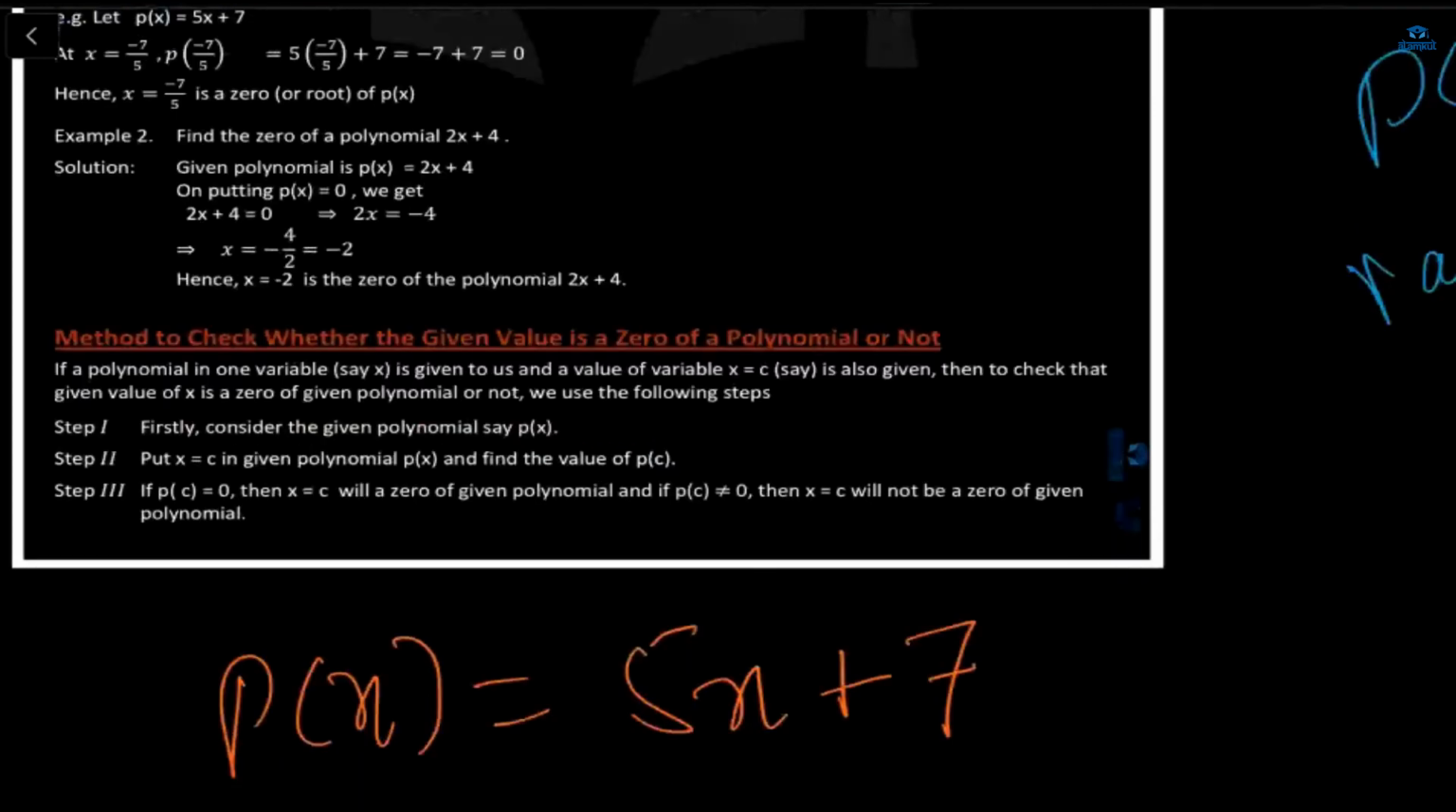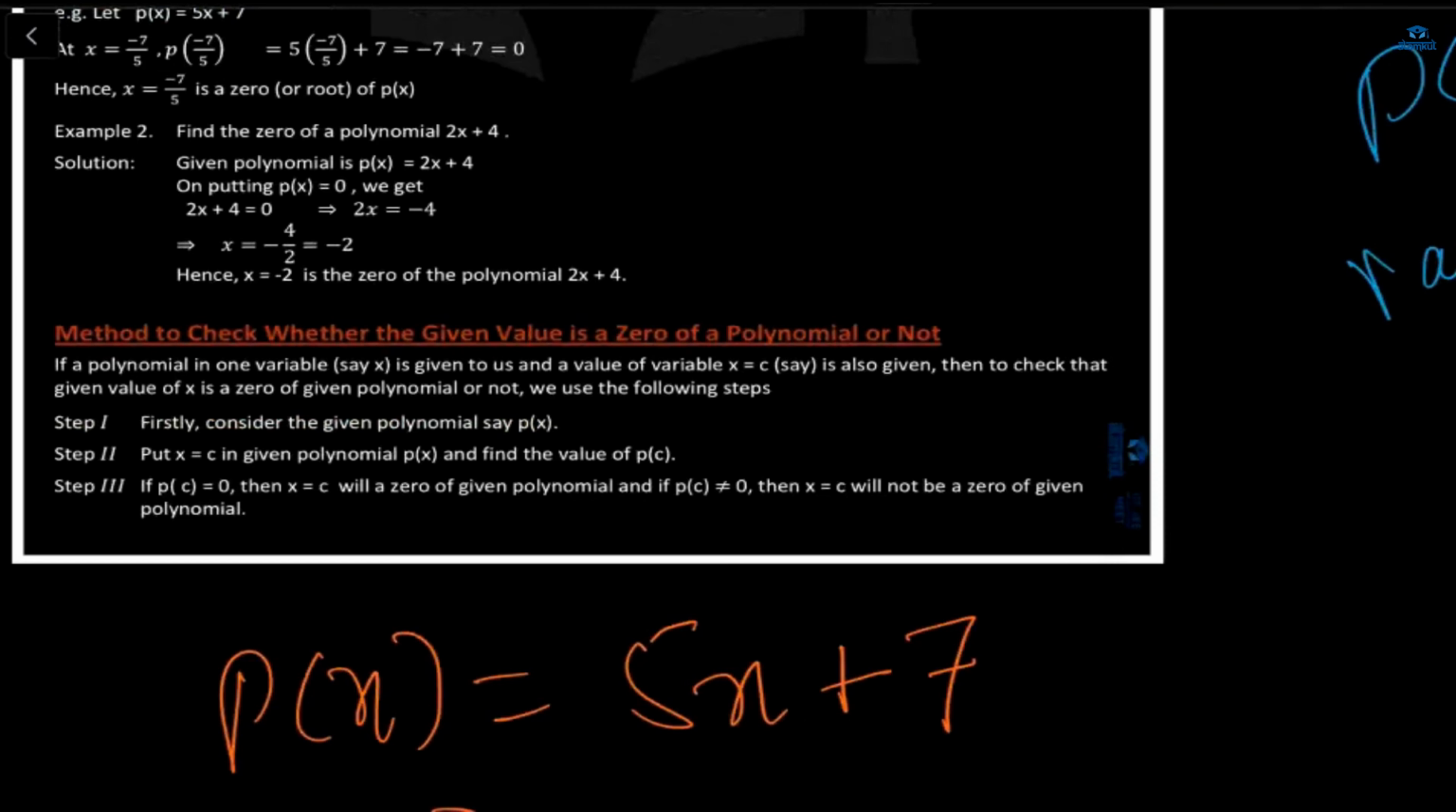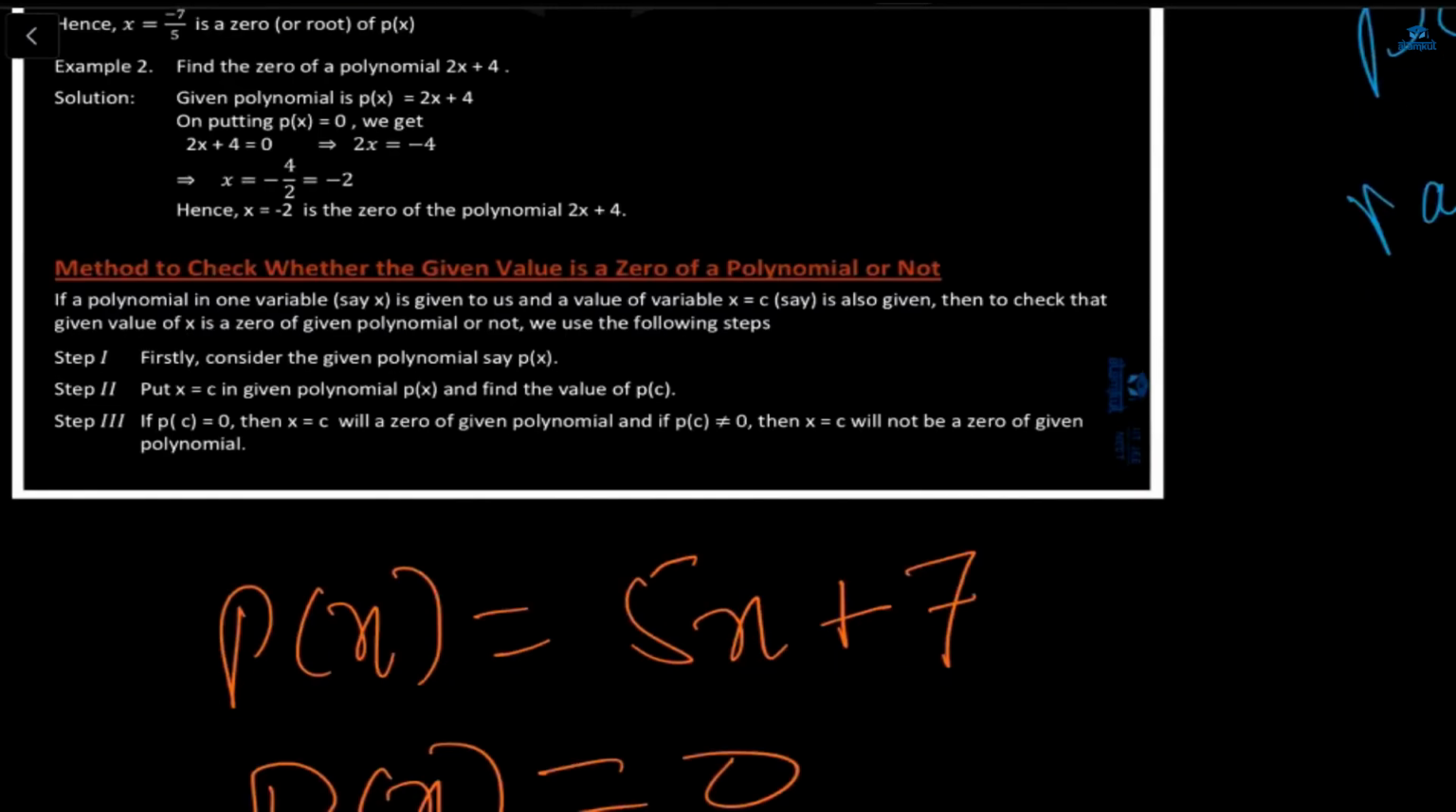Now, the method to check whether a given value is a zero of a polynomial or not. How to check that? For that, what you will do is take the value that you think is right and just put it in place of x. If it's correct, yes, very good.